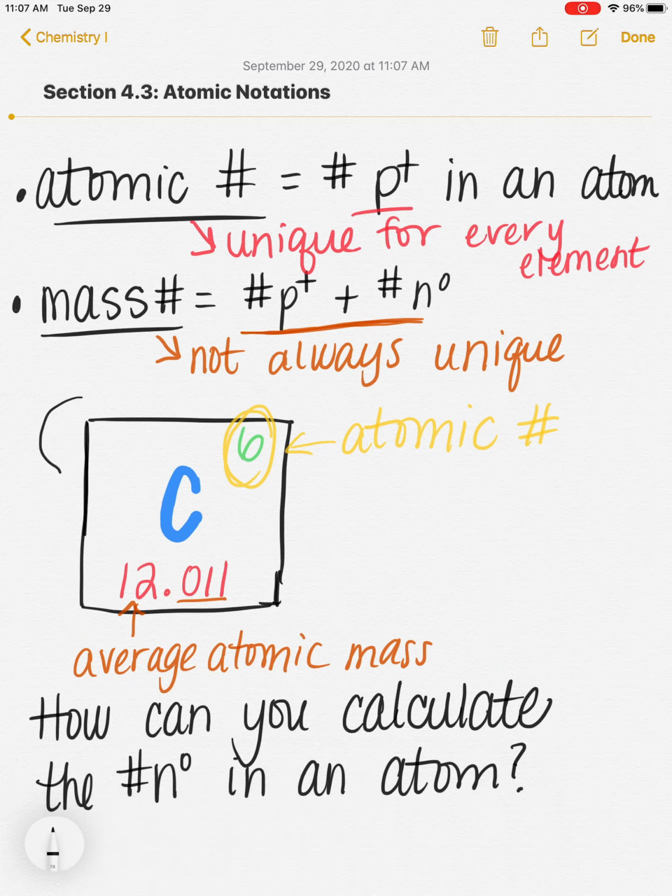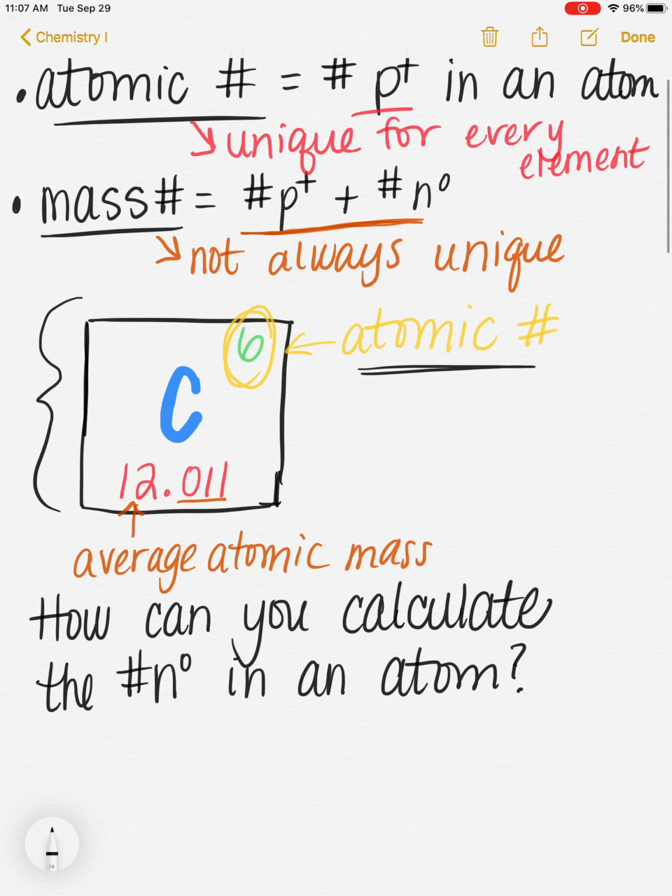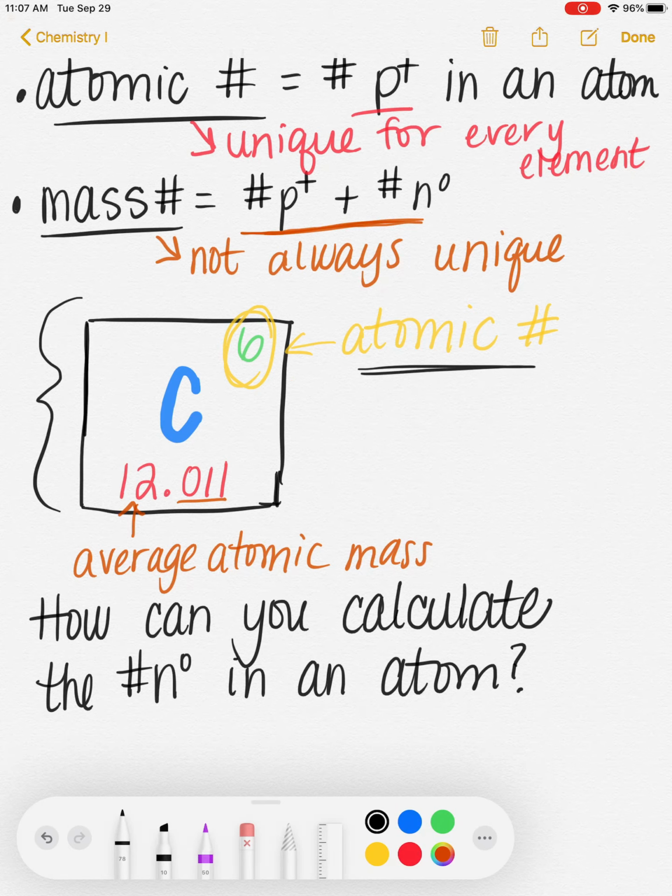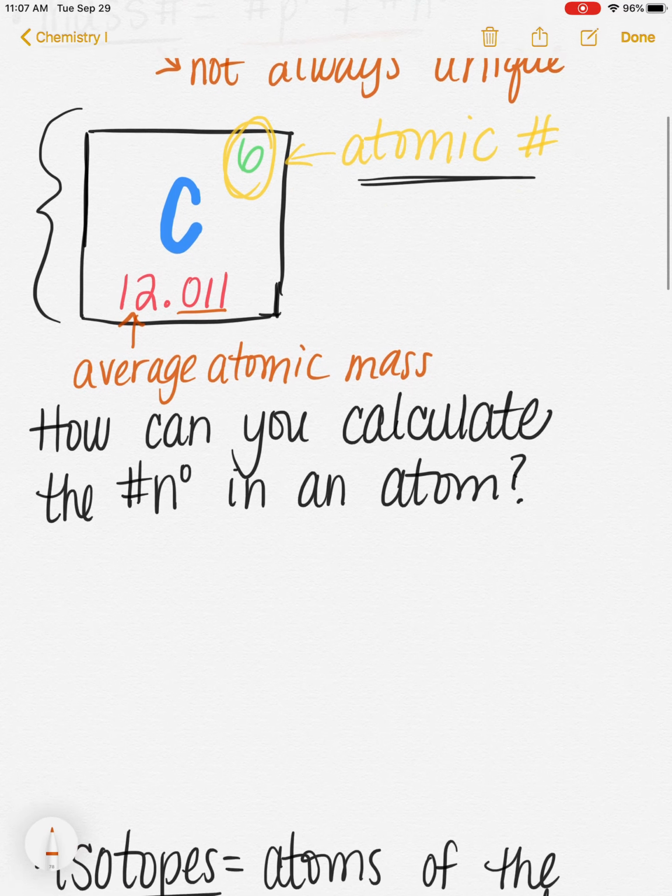So my main point with drawing this sample box right here was that you will find the element symbol in the center of the box. Remember, if it's a 1-letter symbol, it has to be a capital letter. If it's a 2-letter symbol, it's a capital and a lowercase. You will generally find the atomic number at the top of the box. Sometimes it's in the center, sometimes it's to the top right, and then the average atomic mass is at the bottom of the periodic table.